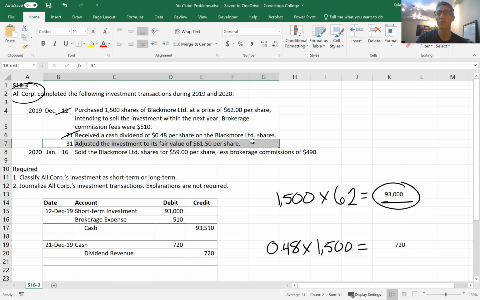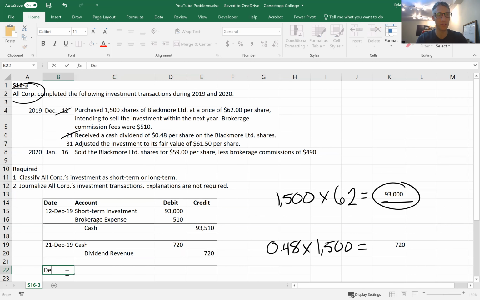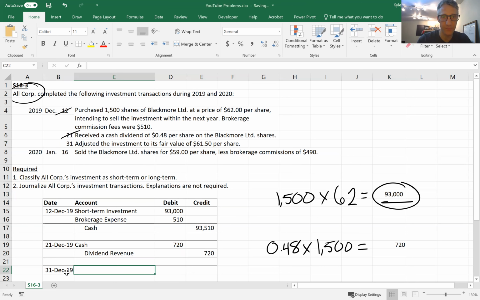So remember, with short-term investments, we do the fair valuation method, which means that at year-end dates, we adjust it to the fair value so that our balance sheet is accurately reported and is a real reflection of the market value of the shares. So on December 31st, these shares were worth $61.50 per share. We bought them, remember, for $62 per share.